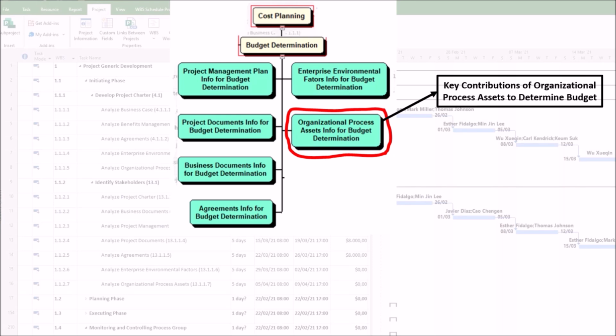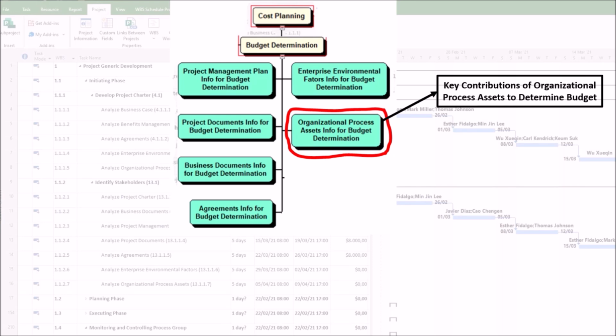1. Key contributions of organizational process assets to determine budget. Organizational process assets influence the budget process by providing, first, historical data. Past project budgets, cost estimates, and financial performance metrics help create realistic baselines. Second, templates and tools. Standardized budgeting templates, such as cost aggregation sheets and WBS-linked financial models, streamline the process.